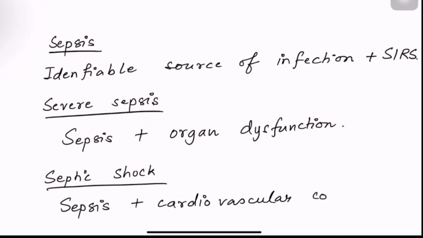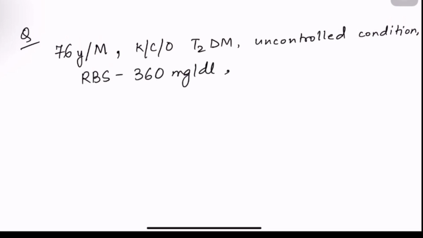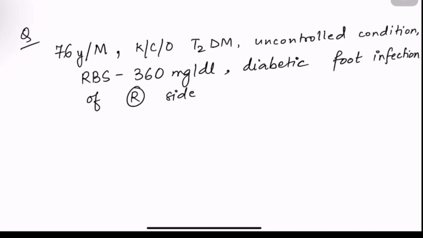So I hope the difference and the meaning of these 5 terms are clear. We can make it clearer by looking at one example. Let's look into the example. So there is a 76-year-old male who is a known case of type 2 diabetes mellitus, and he is in uncontrolled condition. His random blood sugar is 360 milligram per dl. He is having a diabetic foot infection of the right side, plus there is superadded cellulitis.